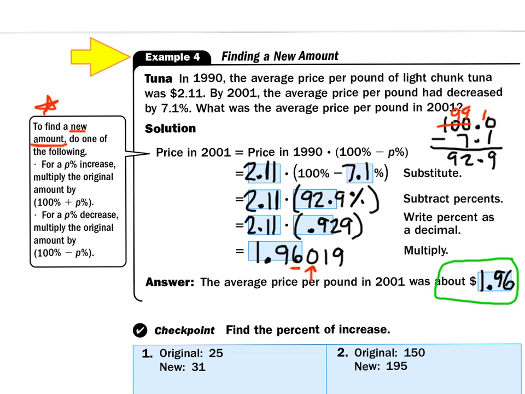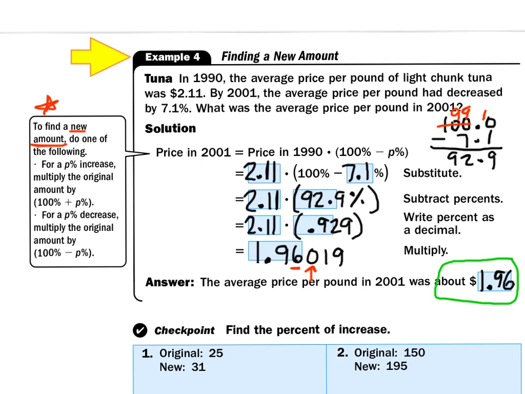Okay, so let's find a new amount. In 1990, the average price per pound of light chunk tuna was $2.11. By 2001, the average price per pound had decreased by 7.1%. What was the average price per pound in 2001? So the price in 2001 is going to equal the price in 1990 times 100 minus the percent that it went down. And so let's take the price, the $2.11, and we're going to multiply that by 100 minus the 7.1%. Remember, we're subtracting because the price went down.